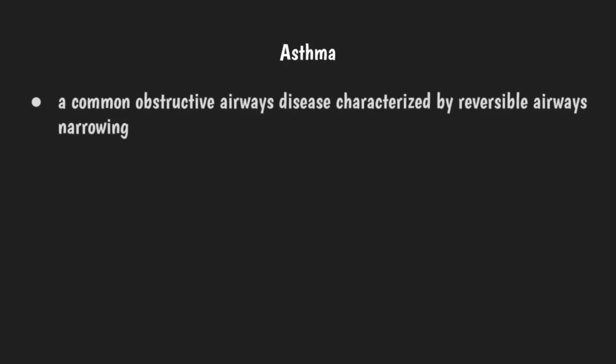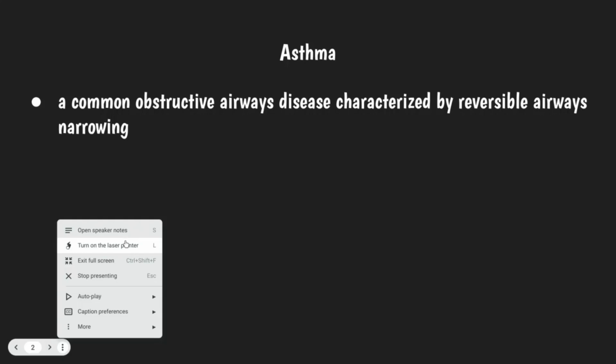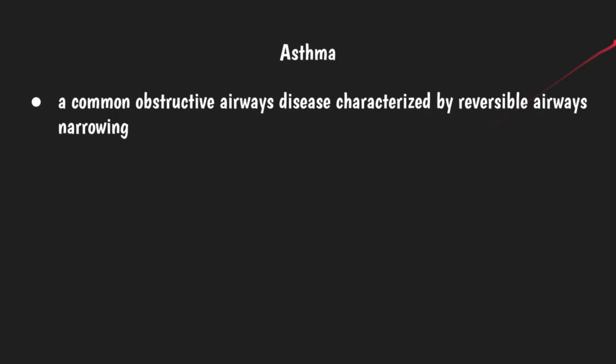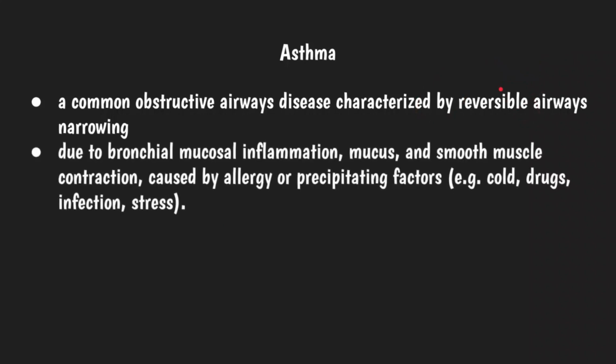So let's start with asthma. It is a common obstructive airway disease characterized by reversible airway narrowing. So the most important word here, from your exam point of view, is that it is reversible airway narrowing. And it occurs because of the bronchial mucosal inflammation, mucus, and smooth muscle contraction, which is caused by the allergy or precipitating factors. Means there is some precipitating factor or some allergy which leads to the bronchial mucosal inflammation.